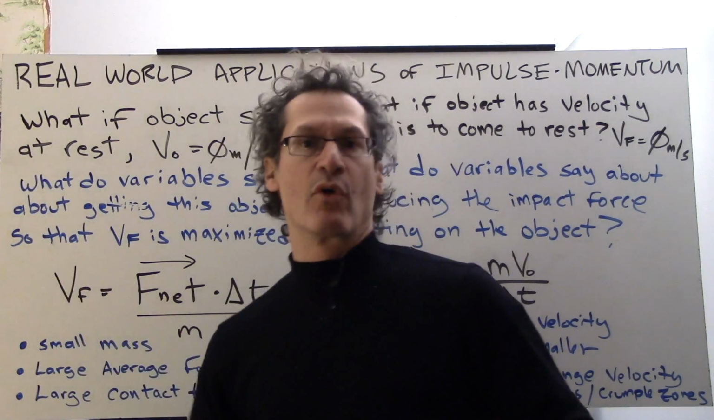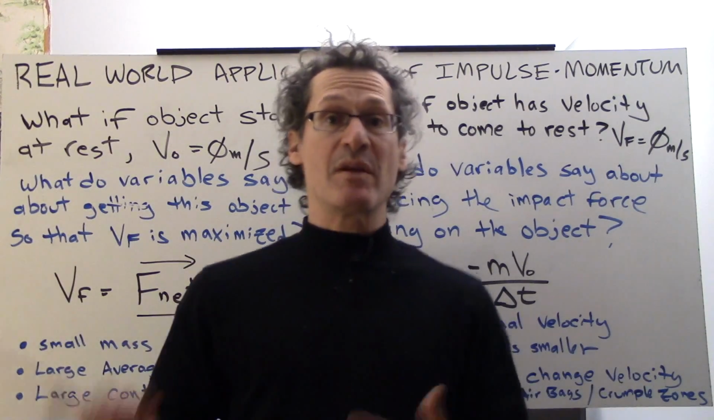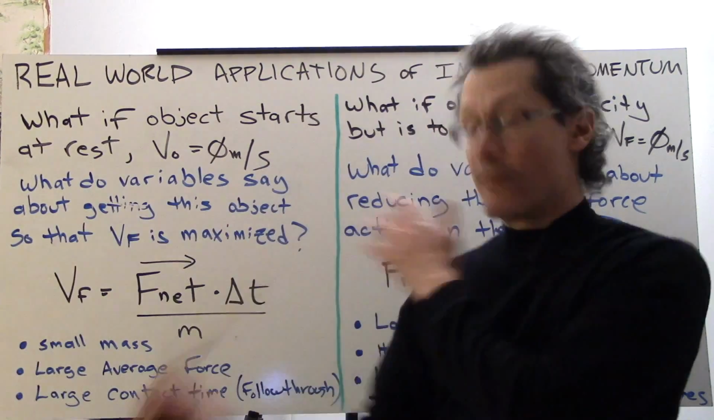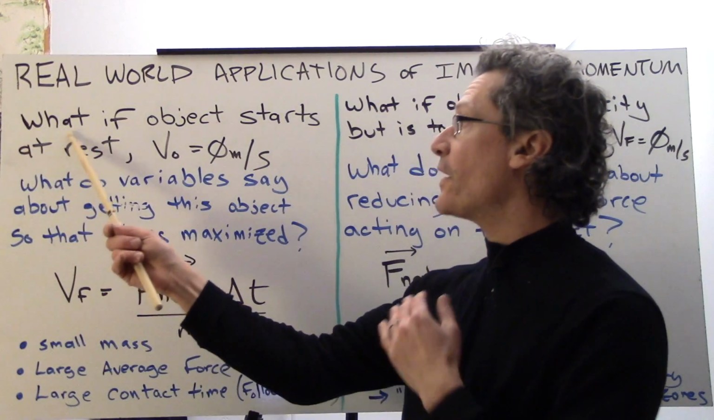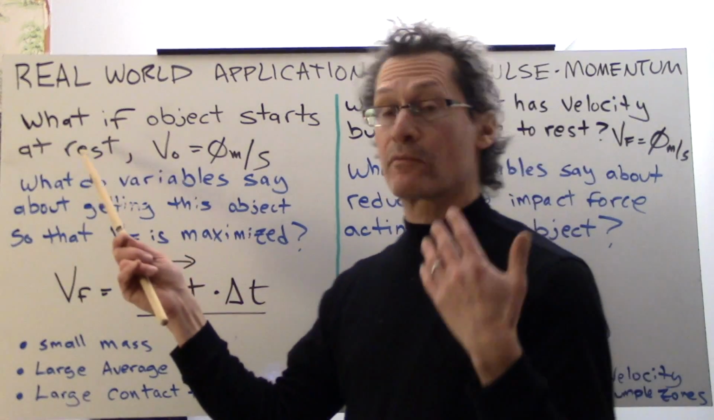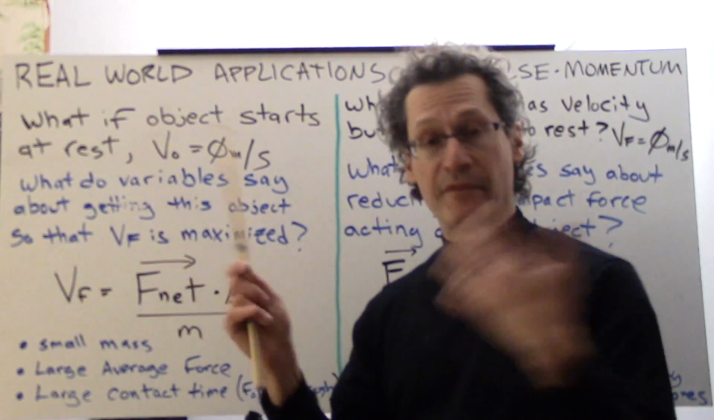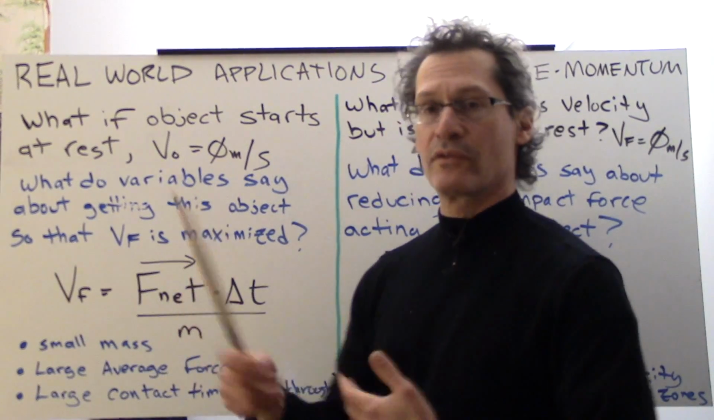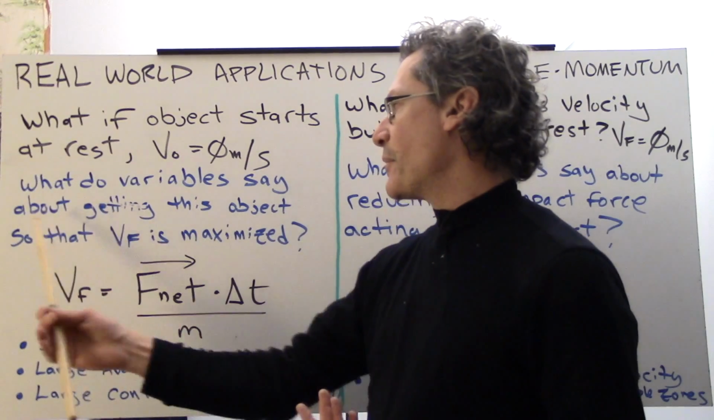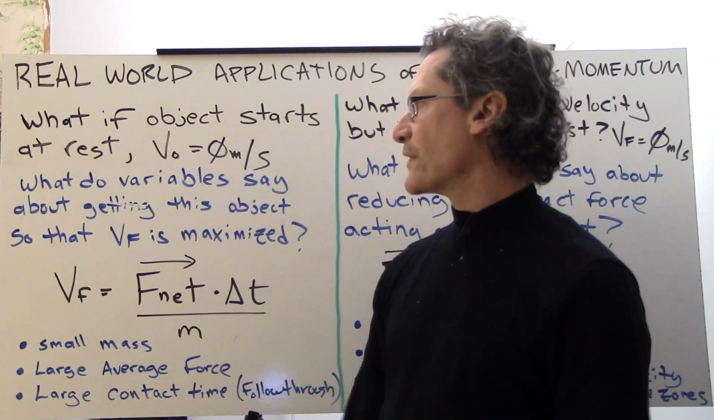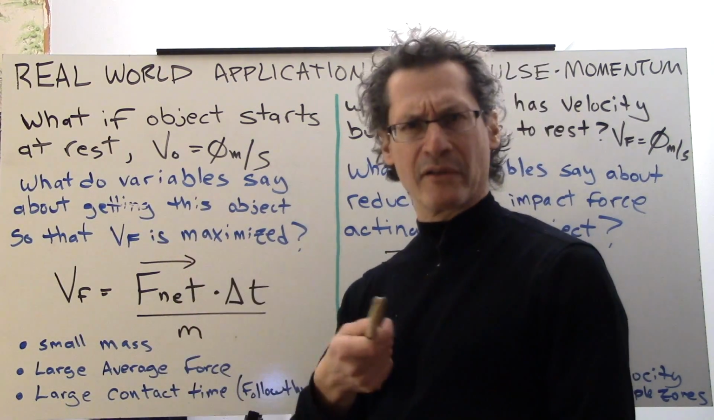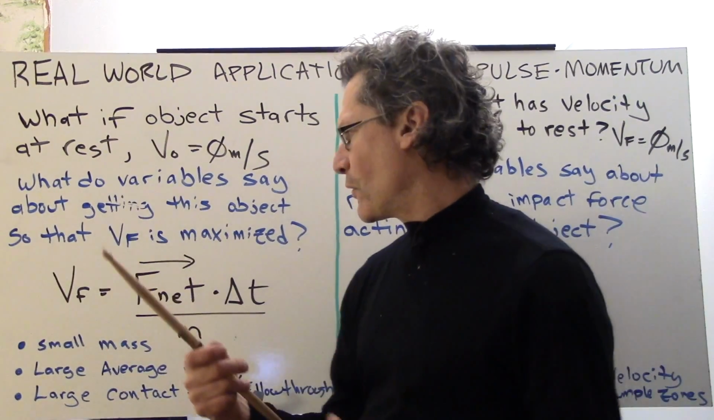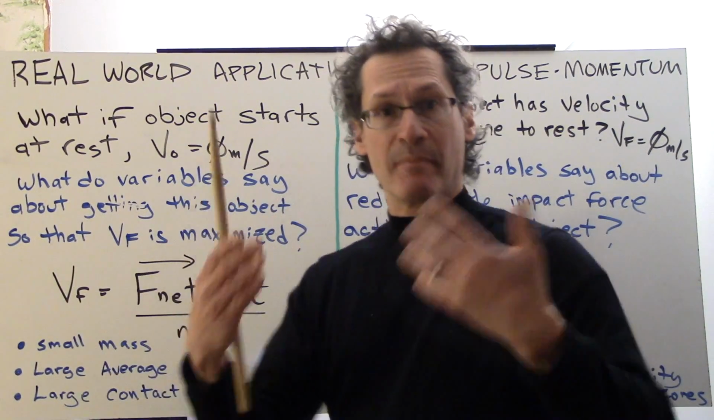All right, so let's check out some real-world applications of impulse and momentum. So, first, what if the object starts at rest? So we have v naught equals 0 meters per second. What variables do we look at here to get this object so that Vf is maximized? We want to figure out what variables can help us maximize velocity.